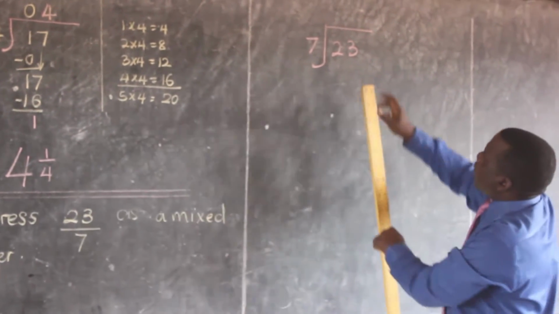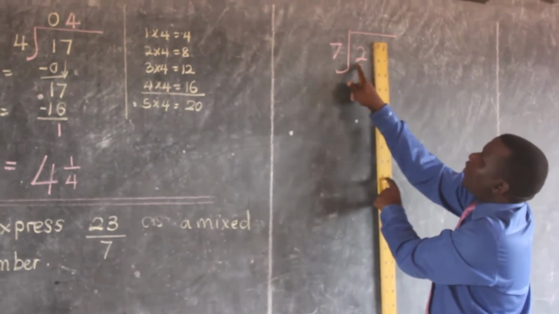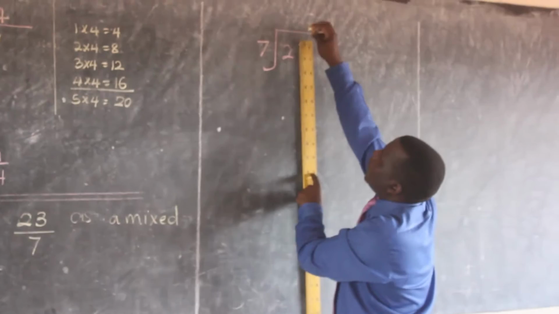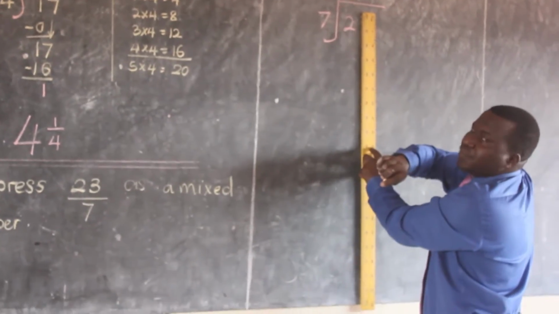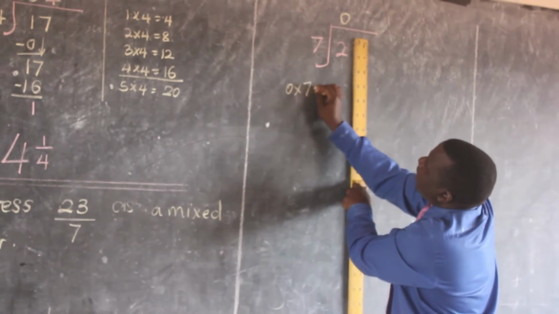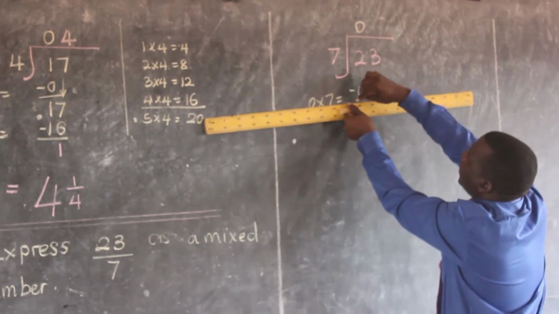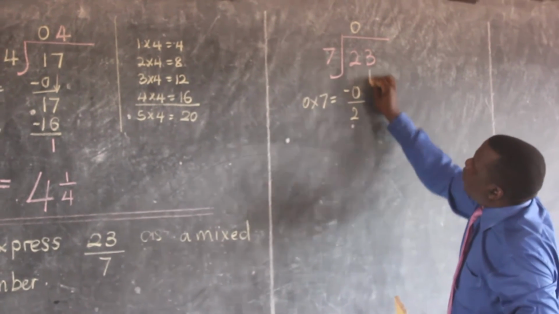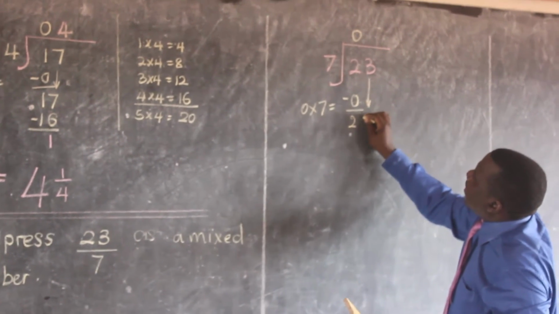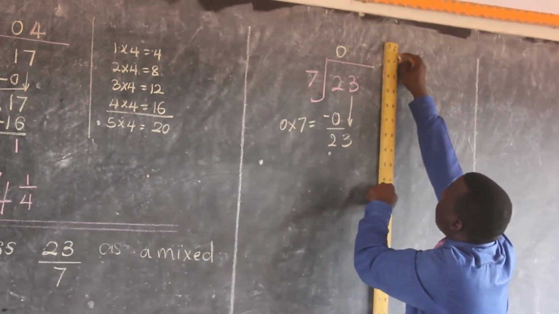So you can see, when you follow the laws of division, when you begin with 2, 2 cannot be divided by 7. That's why you put there 0. Okay? Now 0 times 7 gives you 0. When you subtract 2 minus 0, you get 2. Pull down the 3. It now becomes 23.